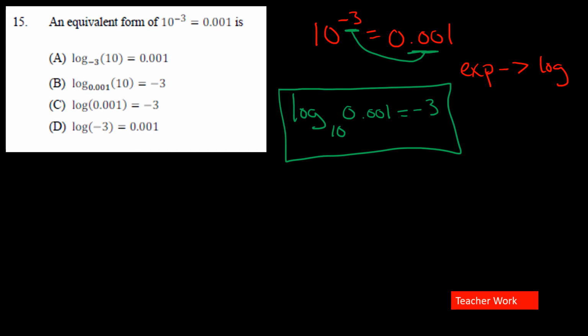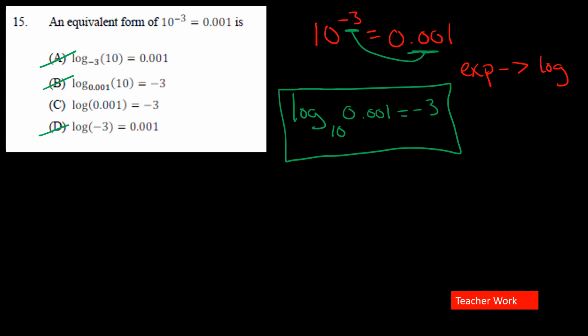Okay, so I'm looking for log base 10 of 0.001. No, this is log base of negative 3. That's no good. Log base of 0, no, that's no good. Log of 0.001, we'll come back to this. And log negative 3, that's definitely no go. Well, what's going on with this one? This is the only choice, but it doesn't have a base 10.